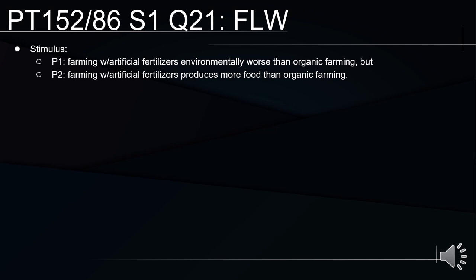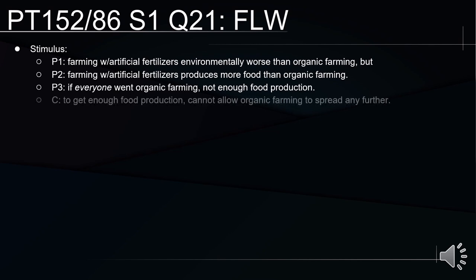And the benefit that you get for the price of damaging the environment is to get more food than organic farming, which presumably means not using artificial fertilizers. So let's keep pushing. And here we actually get yet another premise. If all farmers were to practice organic farming, they would be unable to produce enough food for Earth's growing population. So yeah, if everyone went towards the organic farming method, not enough food production. And that finally leads us to a conclusion: if enough food is to be produced, the currently popular practice of organic farming must not spread any further.